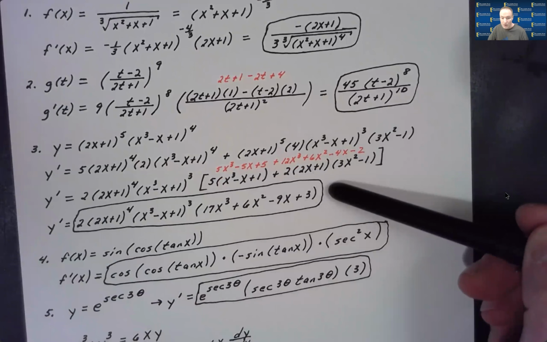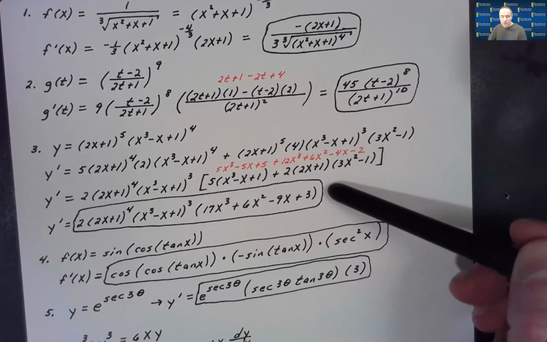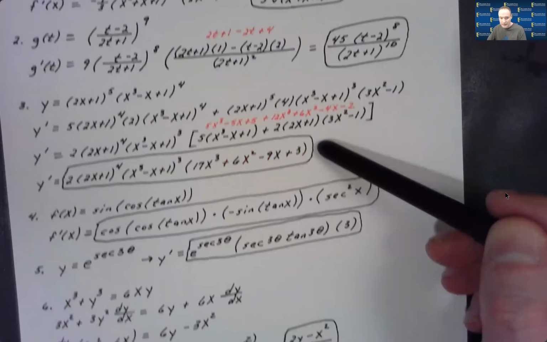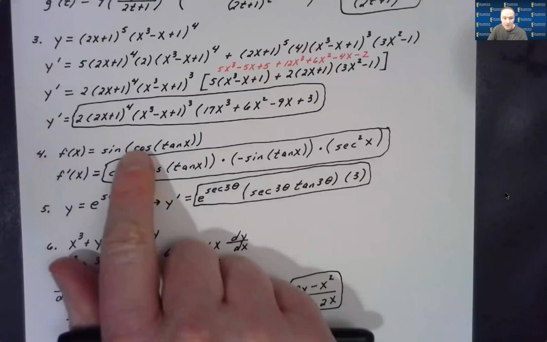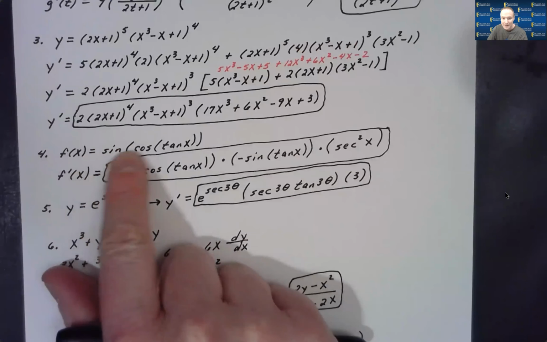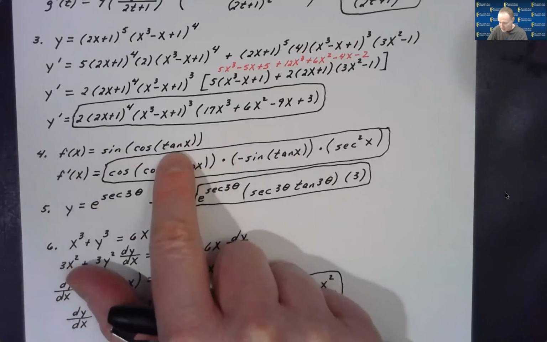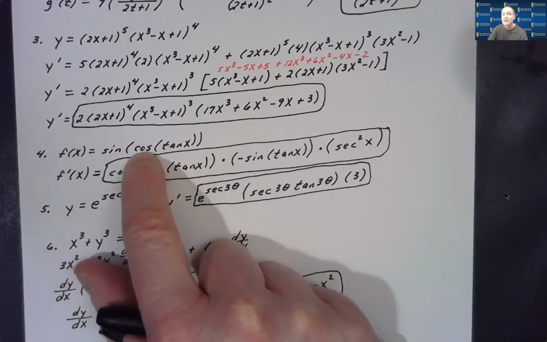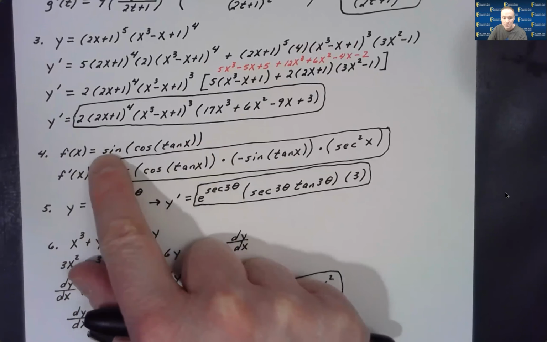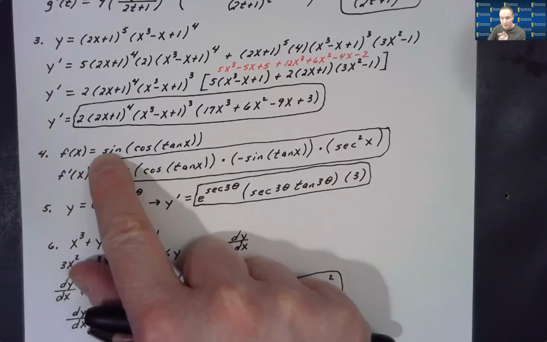The next few are much shorter problems, but you do have to make sure that you're using the chain rule correctly in them. And number 4, please make sure you understand that this is a differentiable function, the tangent of x, inside of a differentiable function, the cosine of x, inside a differentiable function, the sine. So that means there has to be 3 layers to your chain rule derivative. And as long as you account for them, you should be fine.